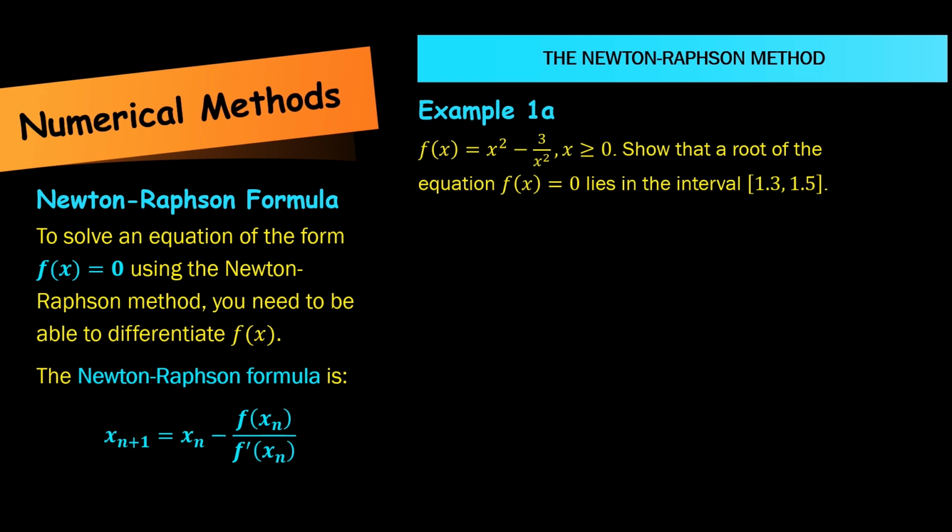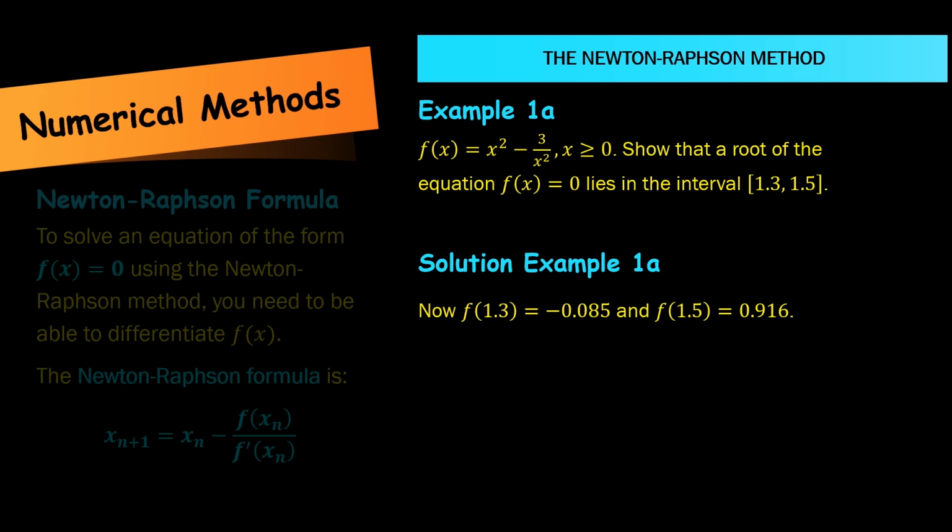Let's take a look at part A first. We have that a function f of x is equal to x squared minus 3 over x squared, where x is greater than or equal to 0. We are required to show that a root of the equation f of x equals 0 lies in the interval 1.3, 1.5.